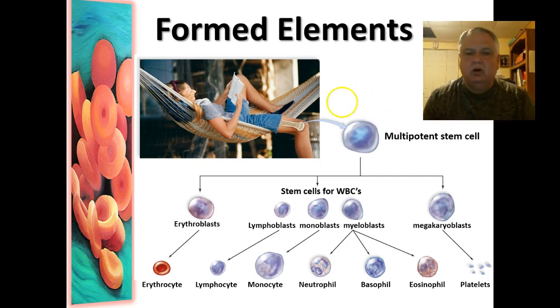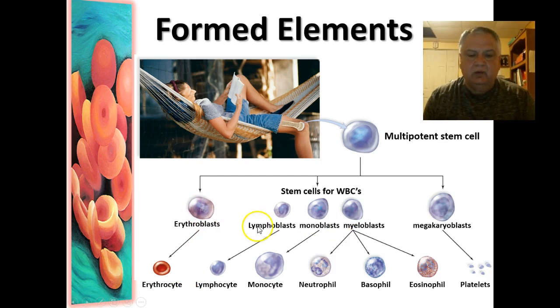So we're going to find some multipotent stem cells here in the red bone marrow of, for example, this long bone, the distal epiphysis of the femur. Now, these multipotent stem cells themselves can undergo differentiation. They can change to become one of several different types of stem cells. They can differentiate to become erythroblasts, which are stem cells that give rise to erythrocytes, the red blood cells. Various stem cells for the white blood cells, the leukocytes.